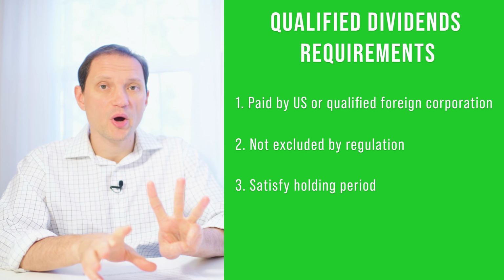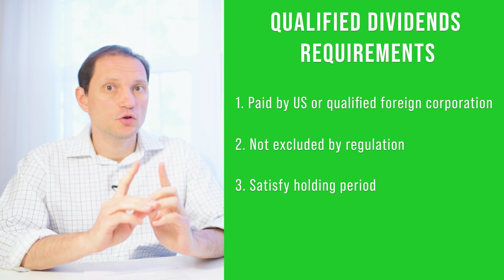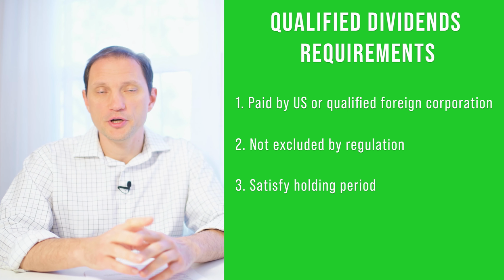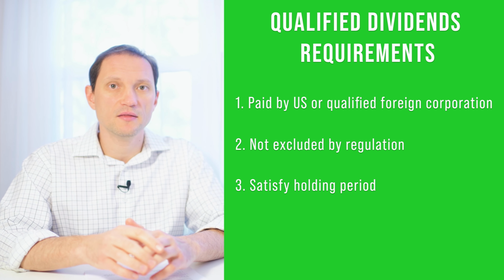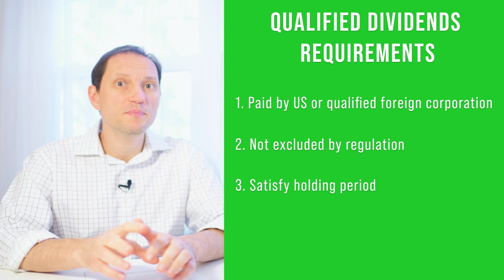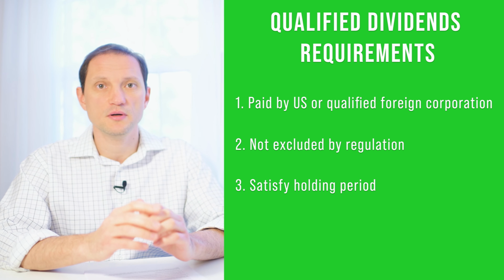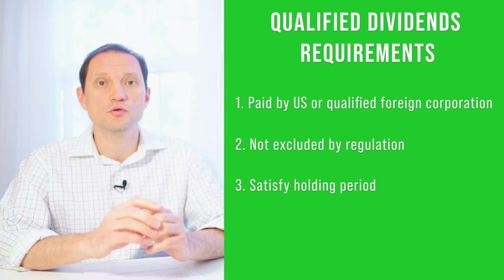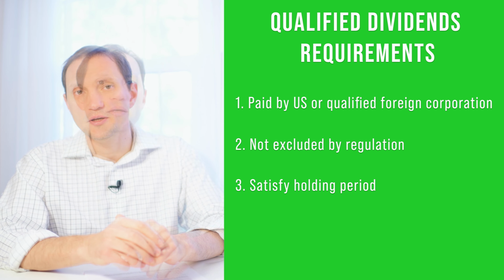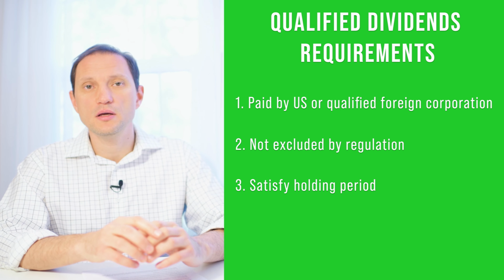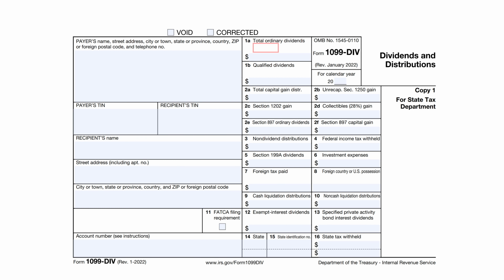Qualified dividend income must meet all of the following three requirements. The first one is that you must receive the dividend from a domestic corporation or a qualified foreign corporation. The second requirement is that the dividend that you received must not be the type that is specifically excluded by the regulation. I'll give examples a little later. And the third is that you must satisfy a certain holding period. If a dividend doesn't meet any of these requirements, it is considered ordinary income, and it is reported in box 1a of your 1099-DIV form.